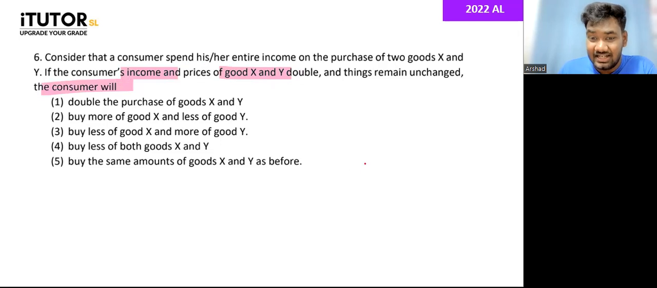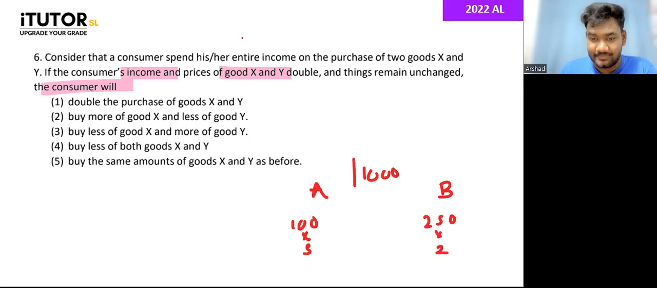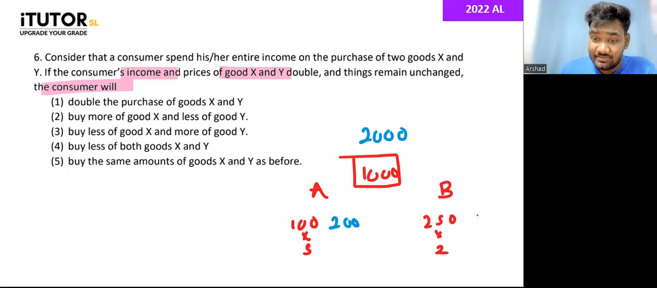Let's say earlier a person was earning 1,000 rupees. Then he bought, let's say there was good A. Good A's price was 100 rupees. So he bought, let's say, 5 of it. 500 rupees gone there. Good B, let's say good B's price was 250. Let's say he bought 2 of it. That is how he spent his 1,000 rupees. Now what has happened? The income has doubled. This has become 2,000. Prices also have doubled. So this has become 200. This has become 500. What do you think happens, guys?